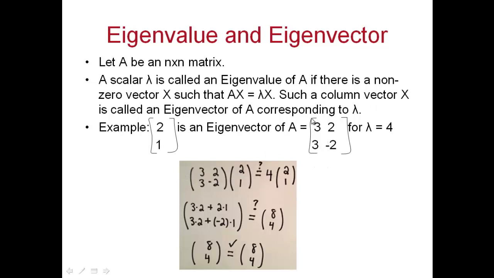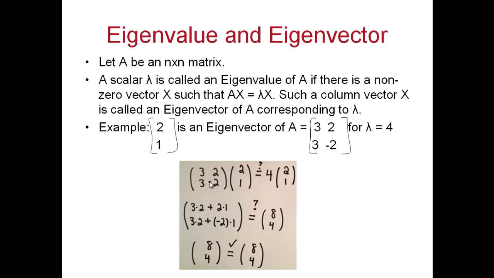So if A is the square matrix, for example 3, 2, 3, negative 2, I want to find a column vector, say 2, 1, for a given lambda of 4, such that if I multiply A by this column vector, I get lambda times the column vector. So if this equality is true, then we can say this 4 is the eigenvalue and the corresponding column vector 2, 1 is called the eigenvector.